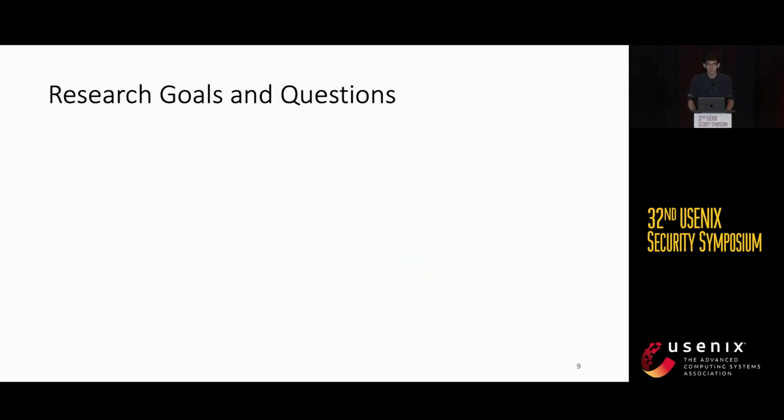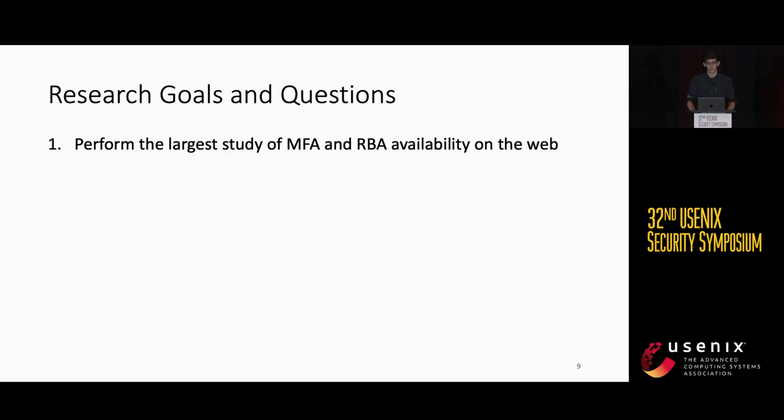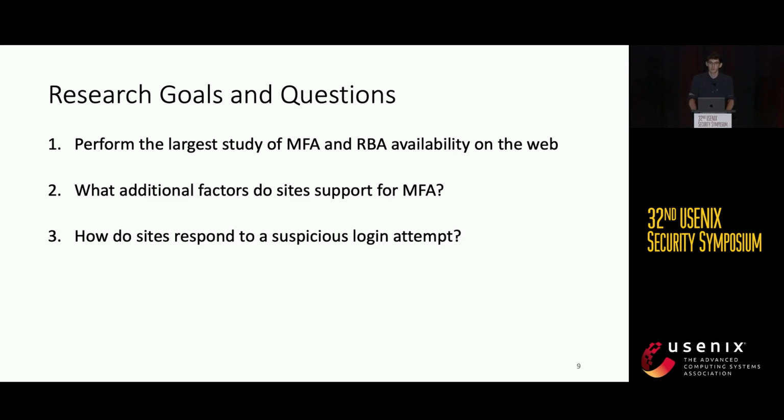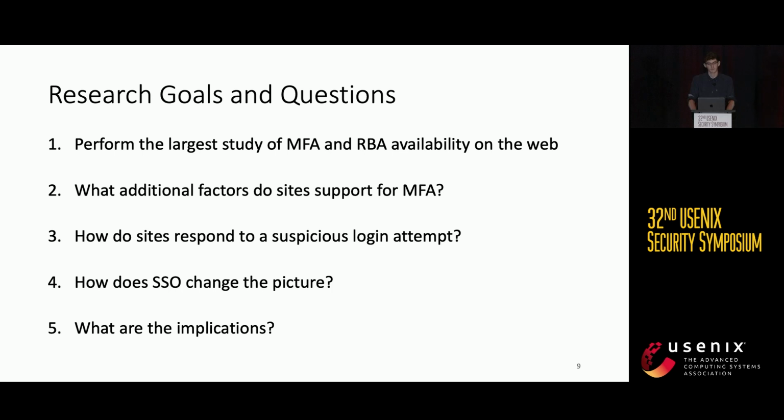But in light of the other research gaps, we put forth a couple research goals and questions. First, we want to perform the largest study of MFA and RBA availability to date. We want to understand what additional factors sites support for MFA and how they respond to a suspicious login attempt. We also want to know how SSO changes the picture and what the implications are of our findings.